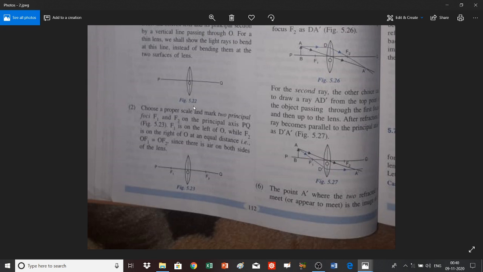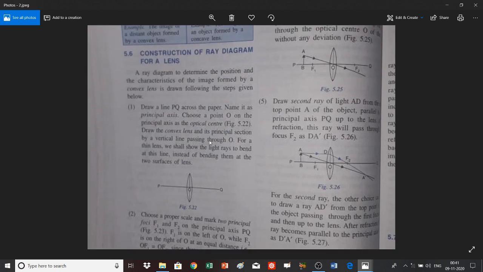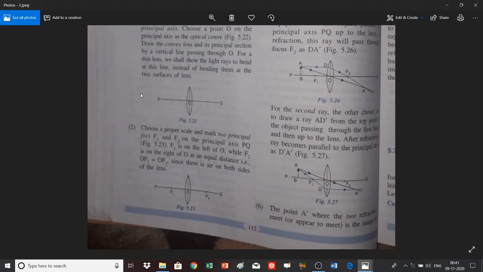Number two: you mark two points F1 and F2, at equal distances from the optical center. These two points are called the first principal focus and the second principal focus. Remember that the distances OF1 and OF2 are equal. So first you draw a line on the paper, and write it as PQ, and this is the principal focus.